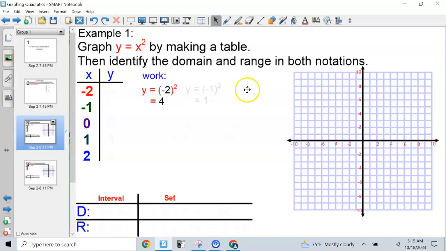Then I plug in -1. -1 squared is positive 1. I plug in 0. 0 squared is 0. Plug in 1. 1 squared is 1. Plug in 2. 2 squared is 4. So here are my 5 points I'm going to plot. Here they are in the graph.